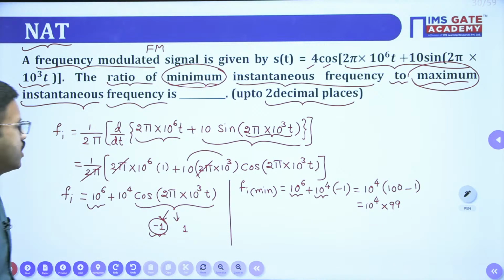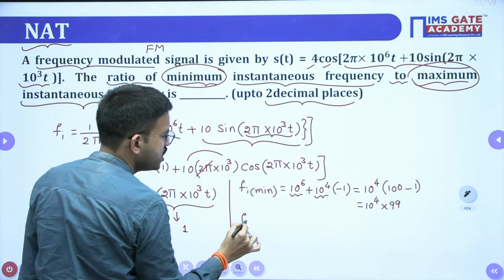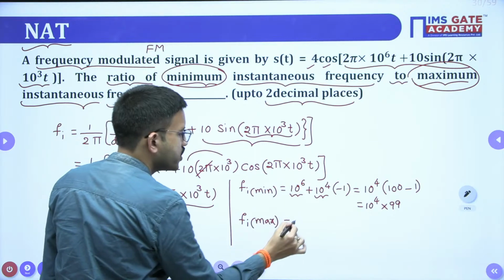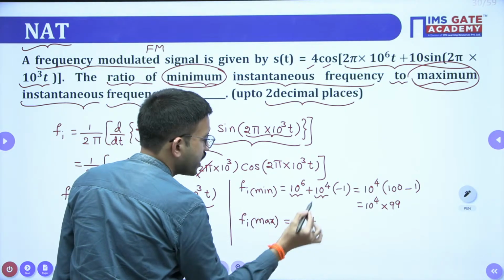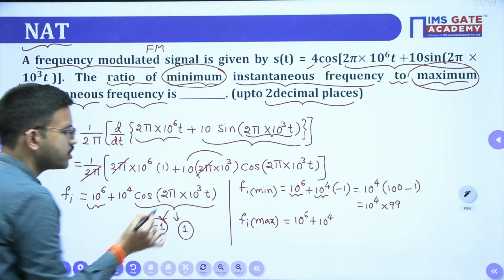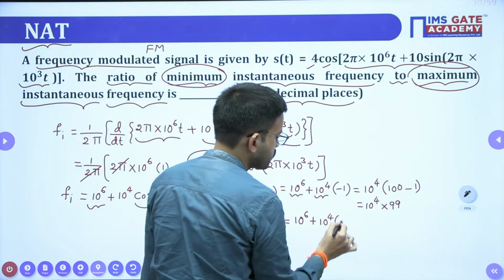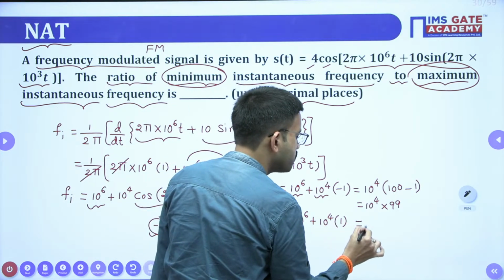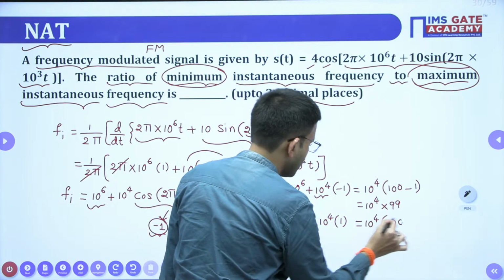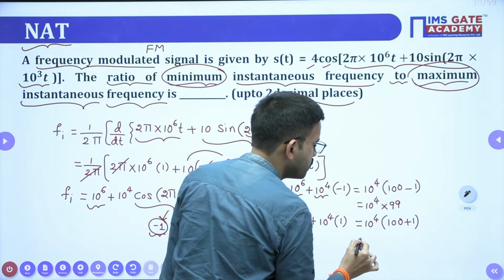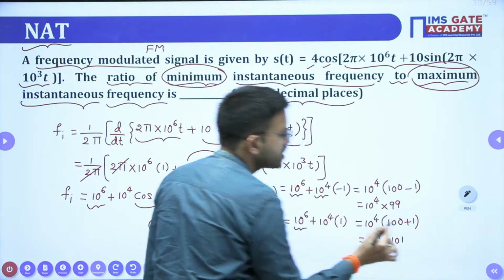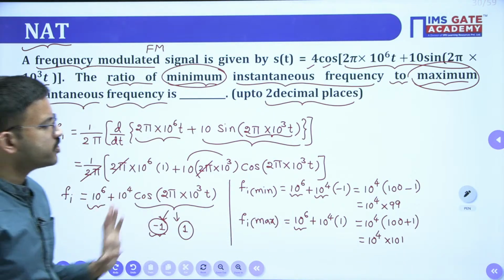Now regarding the instantaneous frequency maximum value, here 10 power 6 as it is and 10 power 4 also as it is. Regarding this cos signal, we are considering the maximum value, that is 1. Here also take 10 power 4 as common, so you will get 100, and here the plus sign you have plus 1. So that means 10 power 4 into 101. I hope it is clear for everyone. Up to this point it is clear for everyone.